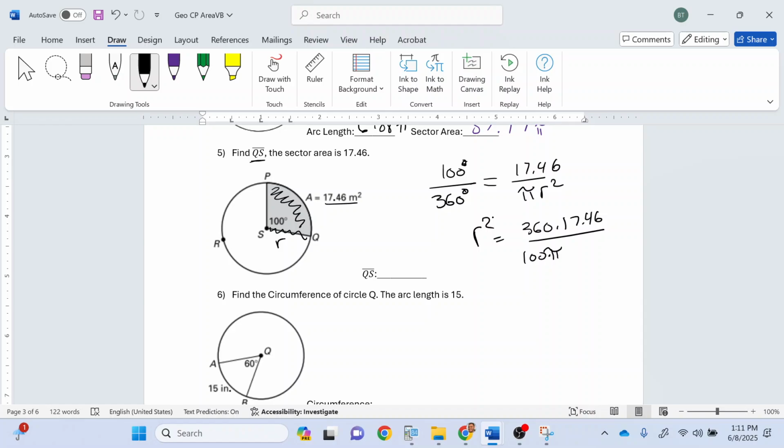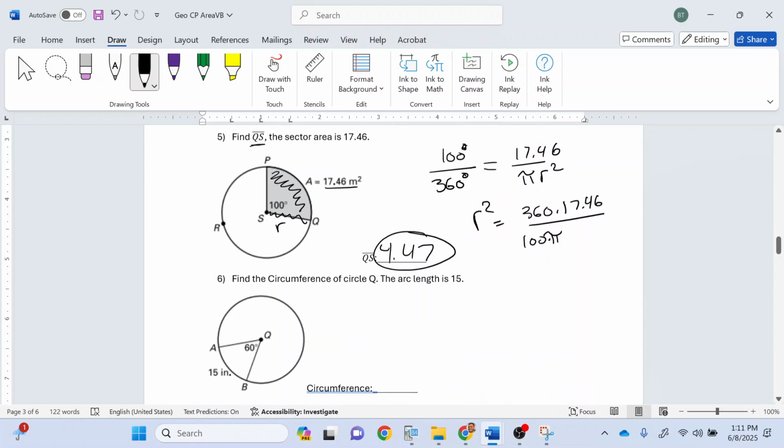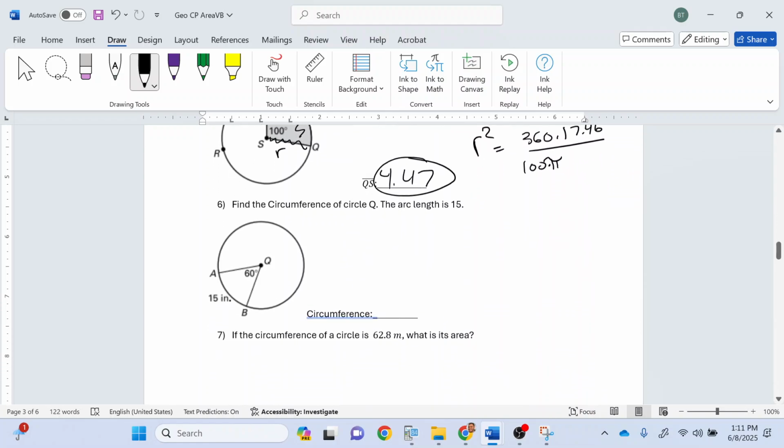Oh, wait. Square root of 20. I get about 4.47. Your rounding might be way off compared to mine. If you're in like 4.4 to 4.6 range, you'll be fine.